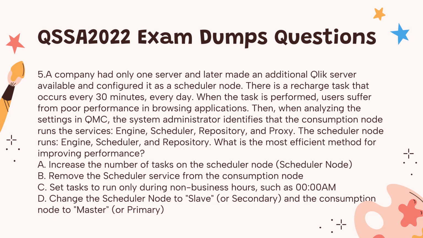A. Increase the number of tasks on the scheduler node. B. Remove the scheduler service from the consumption node. C. Set tasks to run only during non-business hours, such as 12 a.m. D. Change the scheduler node to slave or secondary, and the consumption node to master or primary.